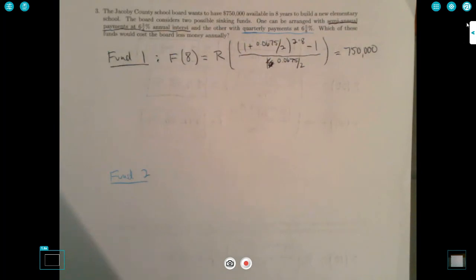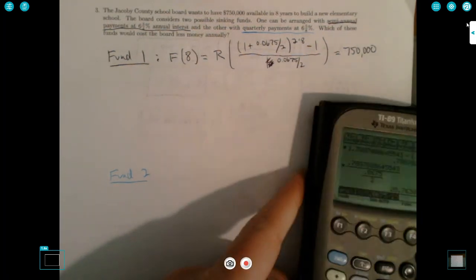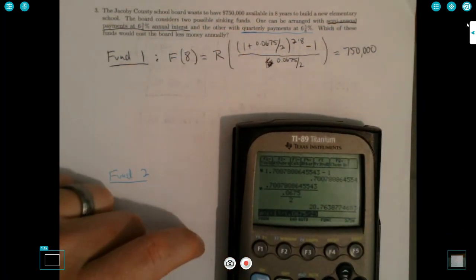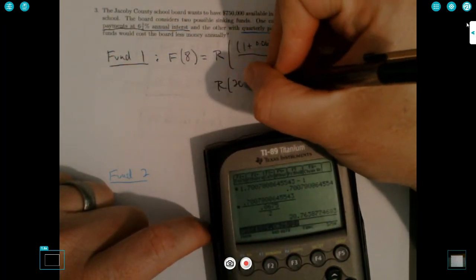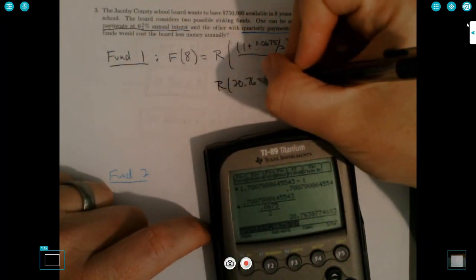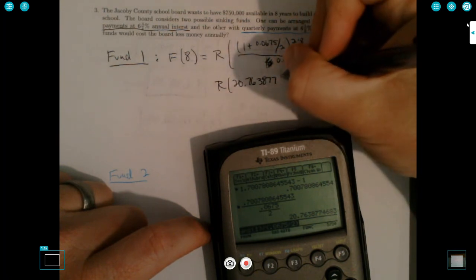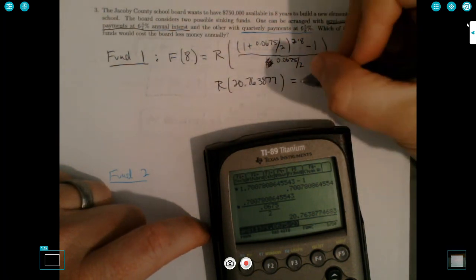Actually, is it a 1 plus? No, I don't need this extra 1 plus. It's just the 0.0675. Okay, so that's 20.7 whatever. Right, so I get R times 20.763877 and some change.